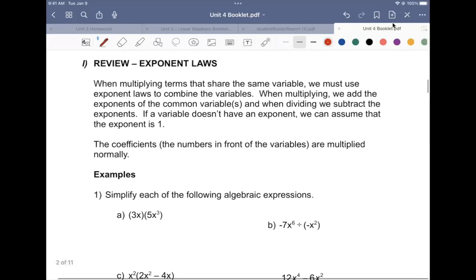So remember, when we're dealing with exponents, whenever you are multiplying terms that share the same variable, we're going to use exponent laws to simplify it down. Whenever we multiply, we're going to add the exponents of the common variables, and whenever we're dividing, we're going to subtract the exponents from the common variables. And if a variable doesn't have an exponent, we assume that exponent is 1. Same thing with the coefficient. If there is no coefficient, we assume it's 1. The coefficients are going to be multiplied or divided however we regularly would if there were no variables attached to them.